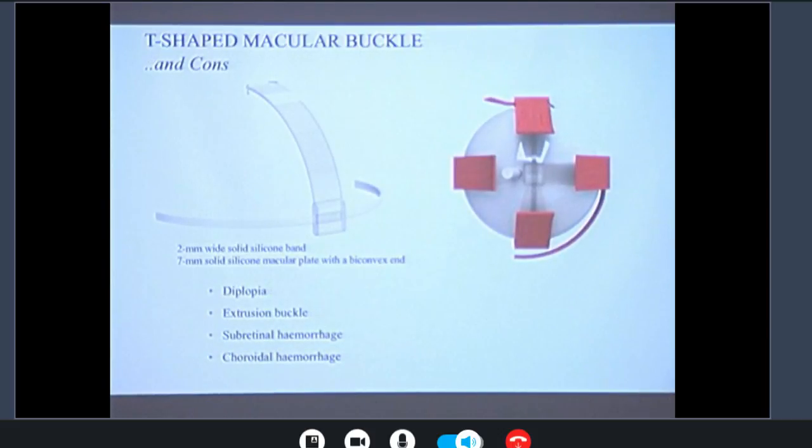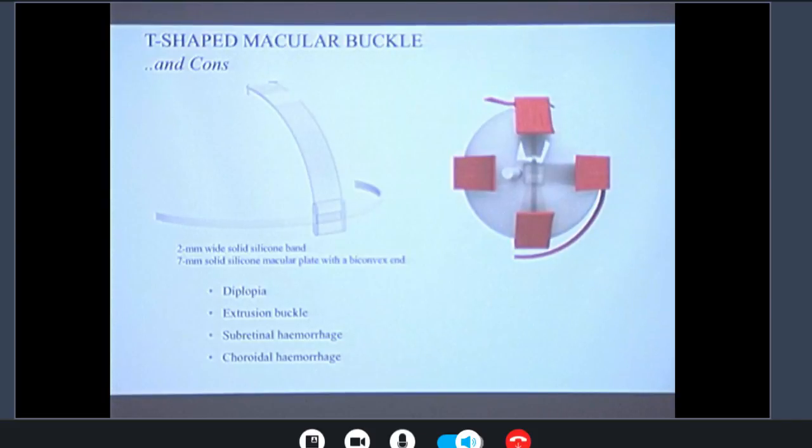Some possible cons of this buckle compared to others in the market is the possible diplopia. I must say we had one patient with a transient diplopia the first day after surgery, probably due to the manipulation to find the inferior oblique, and it resolved spontaneously. Of course, like every other buckle, you can have extrusion, but it's a common complication of all the other buckles also. You can have a subretinal hemorrhage with the suturing, also a complication common to buckles, so nothing new.